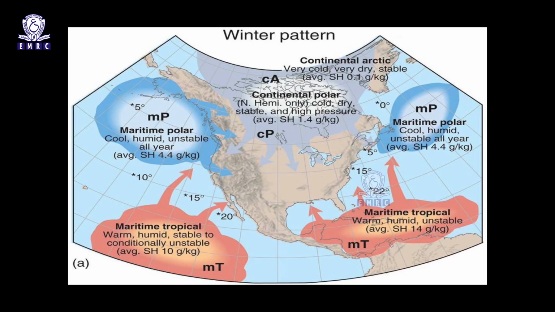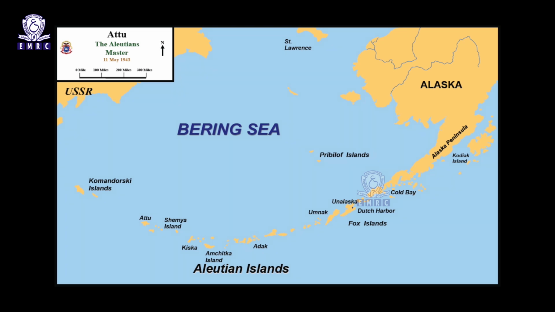Maritime polar Pacific air masses. These air masses are called the maritime polar Pacific air masses because they originate in the northern parts of the North Pacific, mainly near the Aleutian Islands where winter low pressure is formed. This region is surrounded by continental polar air mass from all sides except in the south. The water surface is warmer than the air lying over it.